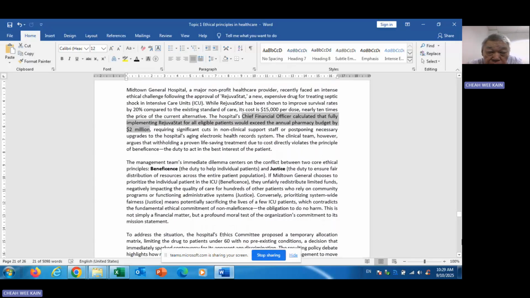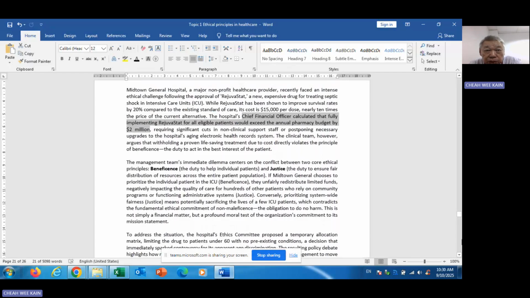You get money from donations, right? Or grants from the government, or donations from the public. So you pool all this amount and you make a budget. Because you need a budget for pharmacy, for staffing, for buying equipment, and so forth. A lot of budgets. So now we have a dilemma in this case.